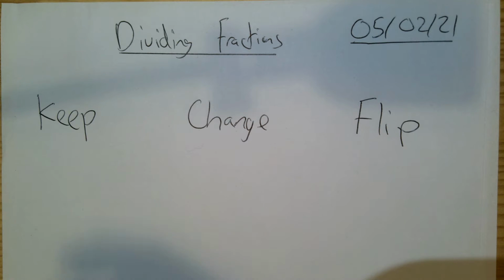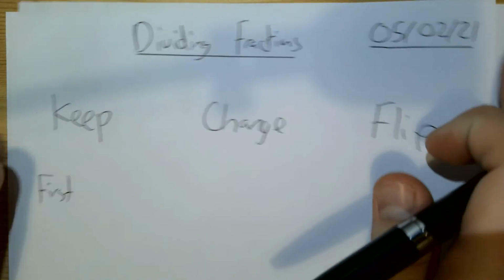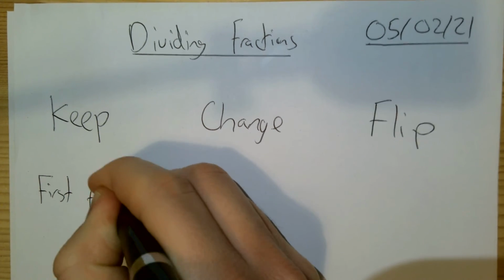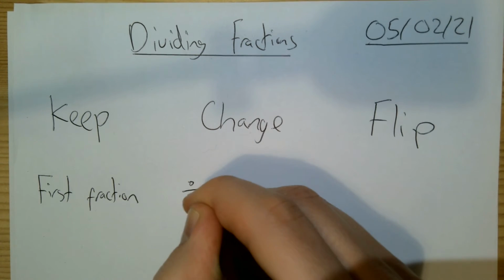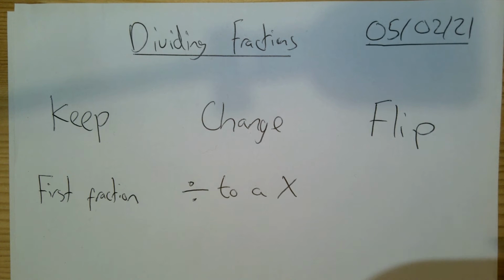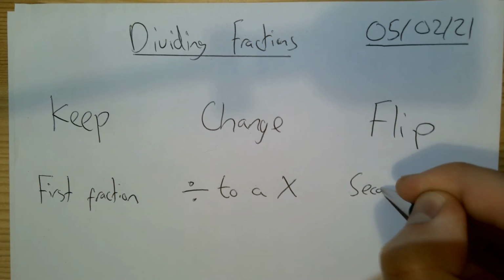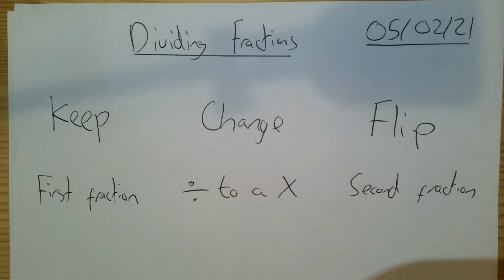So keep the first fraction. Change the divide to a times, and you flip the second fraction, and you do those 2 things and it changes to a multiplication then, and we know from before that multiplying fractions is quite easy. So all we have to do is those 3 things and then it sets it up as a multiplication.